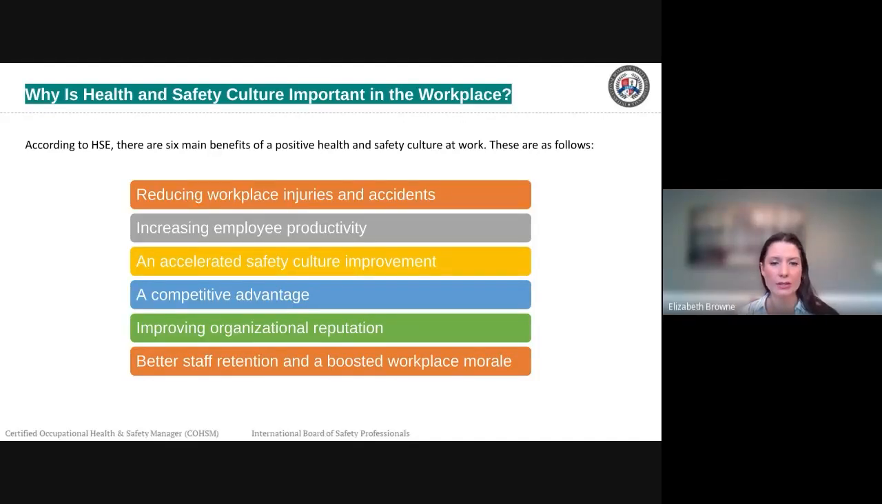According to HSE, there are 6 main benefits of a positive health and safety culture at work. So we've talked about reducing workplace injuries and accidents, which will then in turn decrease worker absences, which would then in turn increase employee productivity. It accelerates our safety culture improvement. It gives you a competitive advantage as a business leader. It helps improve your organization's reputation, increasing public relations, and provides typically for better staff retention and a boosted workplace morale.